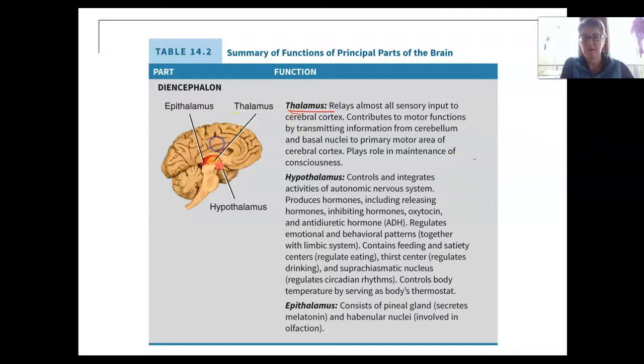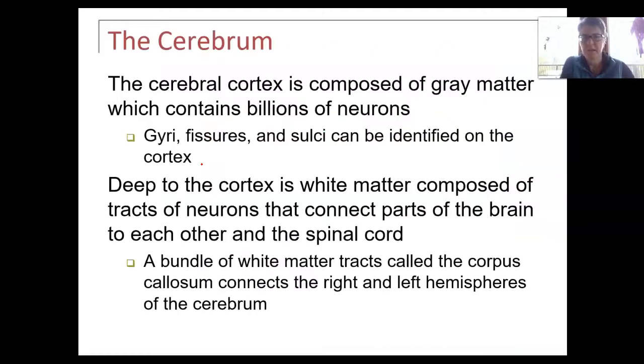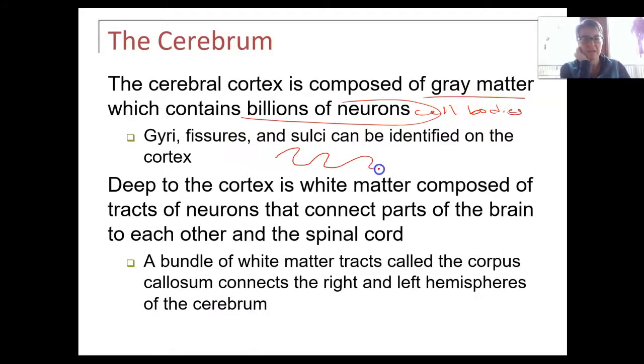The thalamus, right in the middle. Hypothalamus on the side. All right, you see, look at everything the hypothalamus does. And the epithalamus on the other side of the thalamus. Okay, now we have the cerebrum. So the cerebrum is a ton of gray matter, which means it's all cell bodies, right? That was what gray matter was. And there's ups and downs. The gyrus is the up part, and the sulcus is the down part. So it's all these ups and downs of my gray matter.